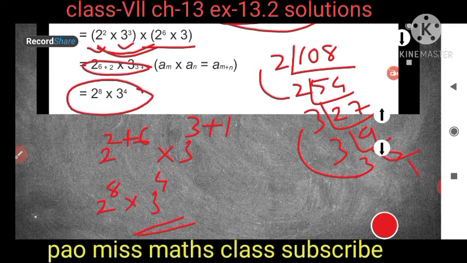Okay, so these are going down, but it is a typing mistake. It should be in the upper power, isn't it? This will be in the power. So what is the answer? 2 to the power 8 multiplied with 3 to the power 4 is the answer for this question.